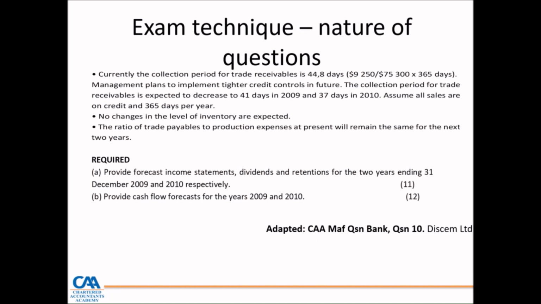In this case, the requirement asks us to provide forecast income statements, dividends, and retentions for the 2 years ending 31 December 2009 and 2010 respectively, and to provide a cash flow forecast for the years 2009 and 2010. So you see, this is where working capital will be fitted in. It won't come on its own, but it will be fitted into another question. If you want to do this question, it's in your question bank, the CAA Math question bank. It's question 10 called Discam Limited.